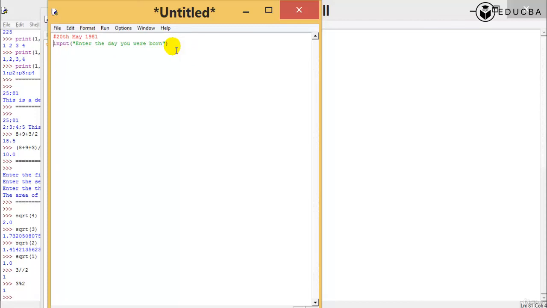Then of course, if I have to store it, I need to convert it into an integer and then store it into, let's say, day. Or let me say dd, it's just a variable. And then I tell him enter your month. So I'm going to say input, enter the month you were born in numbers, which means if it is May, he's going to enter 5, right?